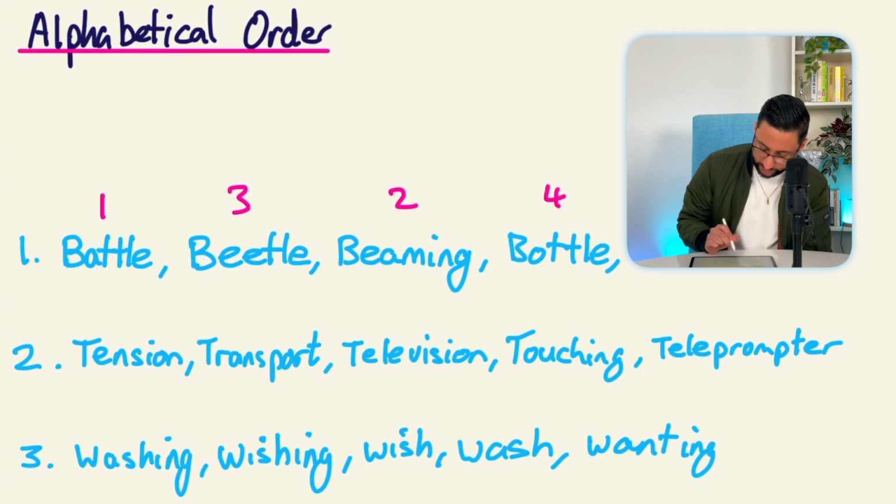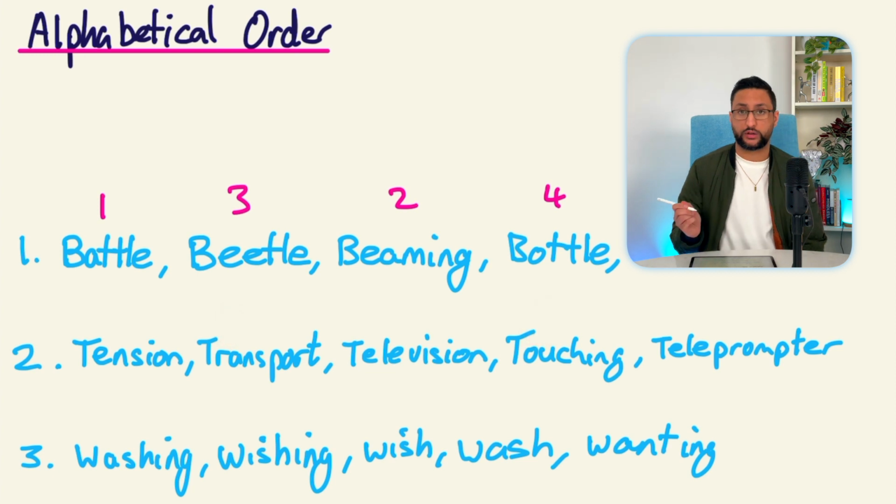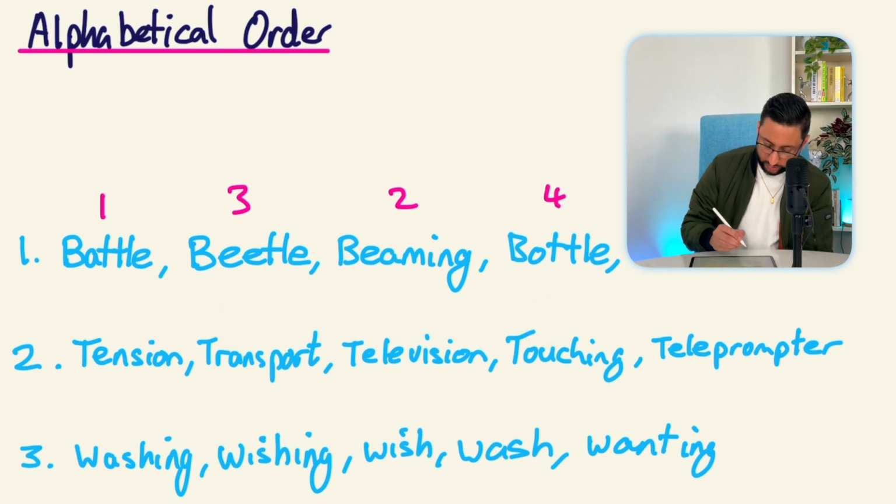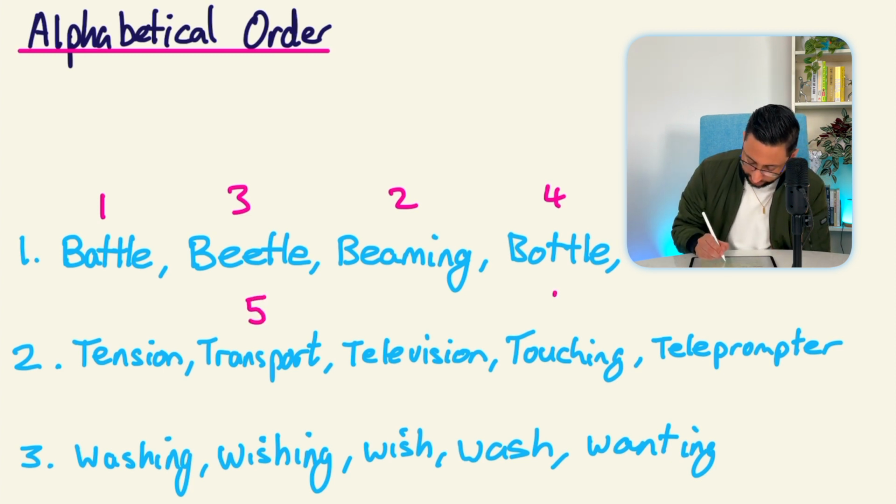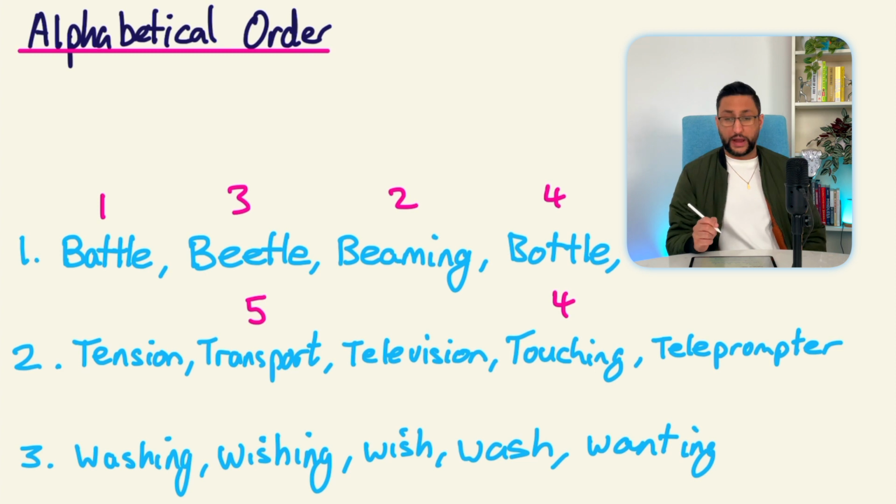It's going to be between transport and touching. Now, which one, R or O, comes last? R comes after O, so I'm going to put transport as 5, touching as 4, and now I'm going to go back to the beginning to figure out 1, 2, and 3.